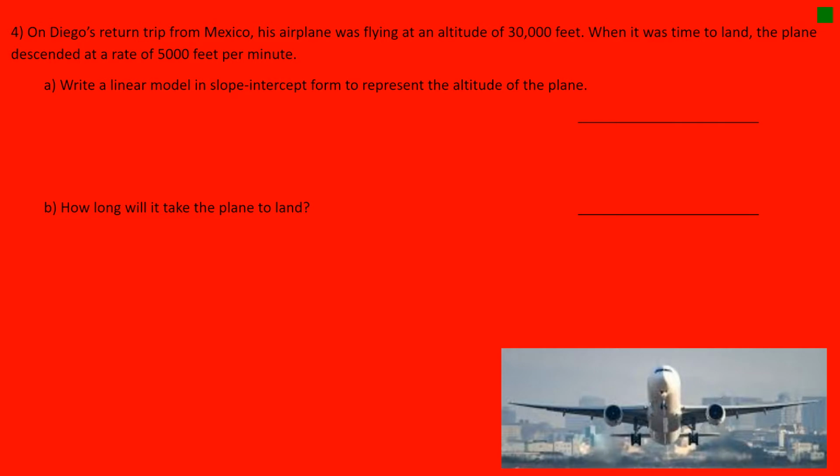All right, problem 4. On Diego's return trip from Mexico, his airplane was flying at an altitude of 30,000 feet. When it was time to land, the plane descended at a rate of 5,000 feet per minute. Write a linear model in slope-intercept form. Okay, so thinking about the information, I've been given a beginning point and I've been given a rate. See if you can figure that out. And the rate has a tiny little trick. Look carefully at the rate at which the plane is descending.